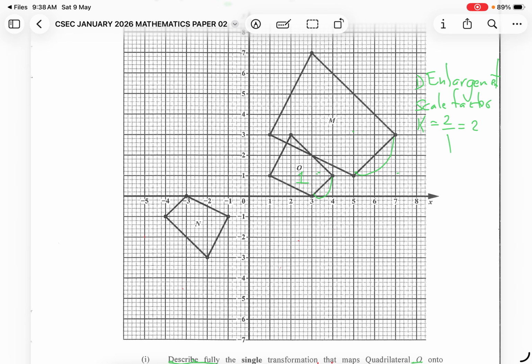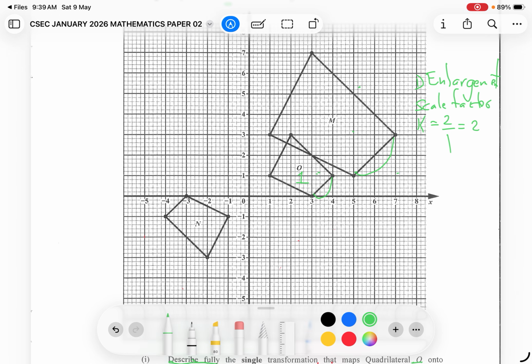We'll see that this is 2. So it therefore means that the length of each side of my image is twice the length of each side of my object. You could use a ruler to measure it if you want. If it makes your life easier, you can use your ruler to measure it. And let me just show you that. I could use my ruler.